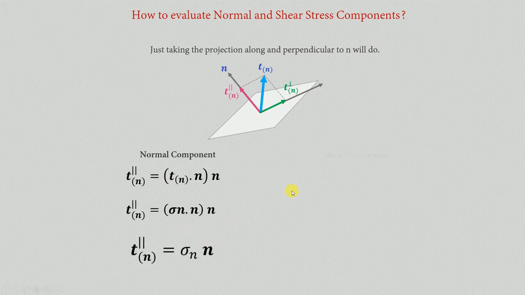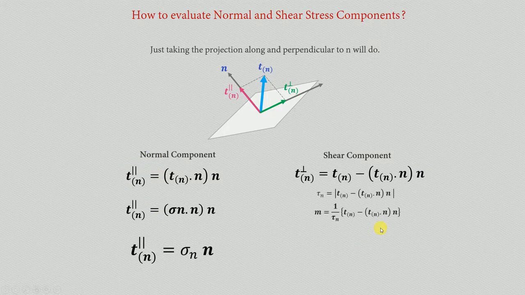Similarly, we can calculate the shear component by simply subtracting from this vector. So t perpendicular n is nothing but t n minus this t parallel n, and we can represent these two, the normal and shear components, in this form. Sigma n represents the result of this dot product, n is the normal unit vector, and tau n here is the shear stress component.